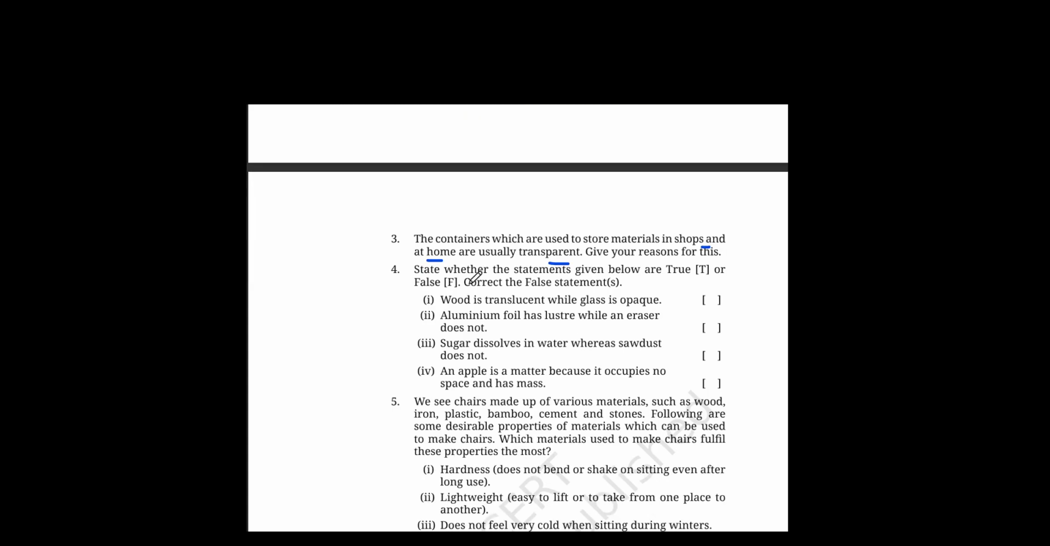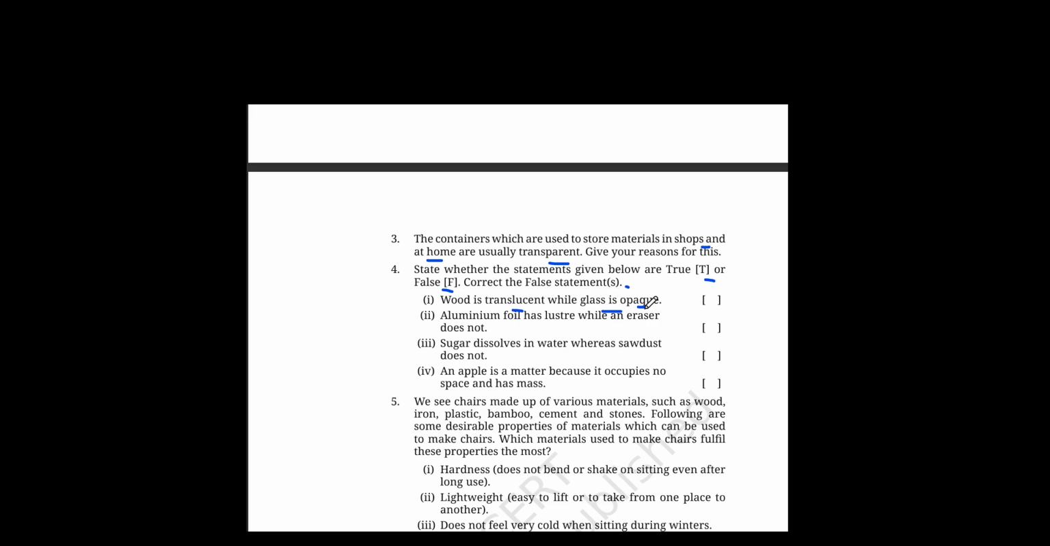Next is: state whether the statements given below are true or false. Correct the false statements. So the first one is: wood is translucent while glass is opaque.